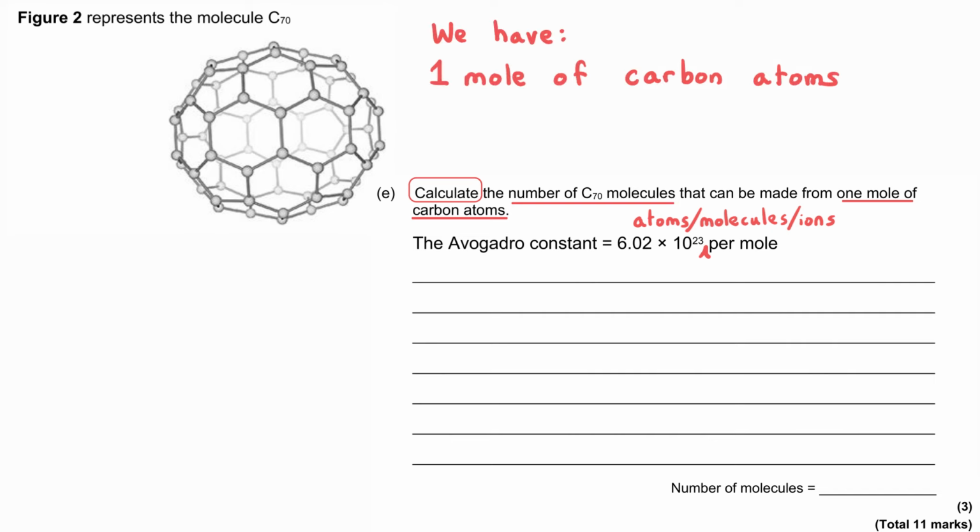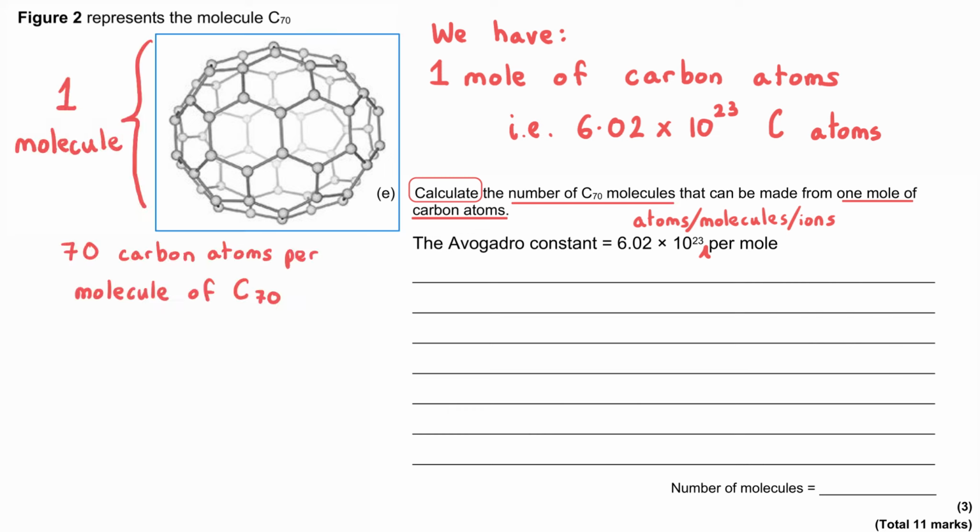And we've been told that we've got 1 mole of carbon atoms. And so carbon atoms have obviously just got the symbol C. And so if we have 1 mole of carbon atoms, we've got Avogadro's number worth of carbon atoms. And since there are 70 carbon atoms per molecule of C70, and we have 1 mole of carbon atoms, we can work out how many moles of C70 we could build out of that 1 mole of carbon atoms.